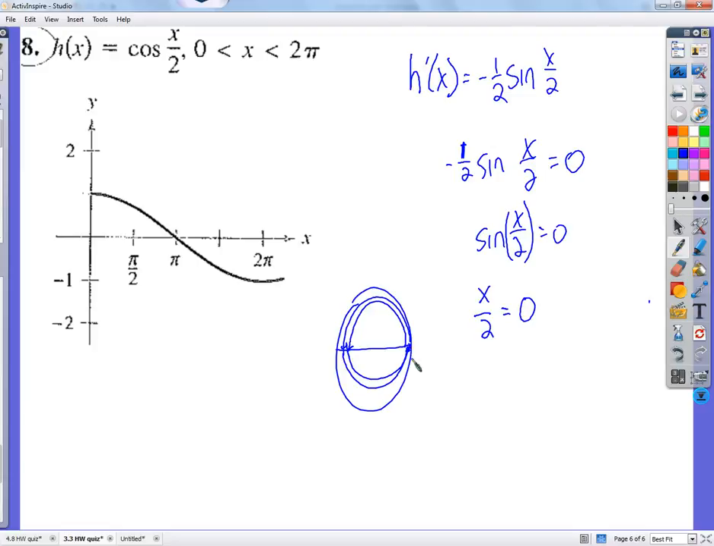We're going less than 2 pi, so between 0 and 2 pi. So at 0 and at pi, and then 2 pi. This represents 3 different equations where it's equal to 0, equal to pi, equal to 2 pi. So we multiply both sides by 2, we get x equals 0, 2 pi, and now 4 pi, which doesn't work. Those work, 0 and 2 pi, which would make sense considering the graph.